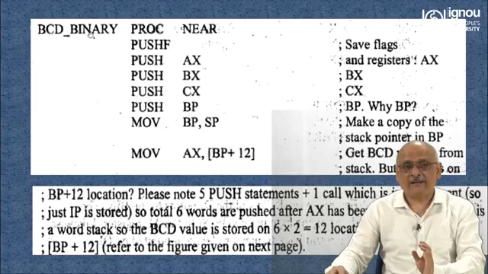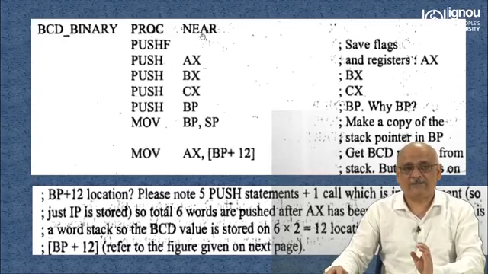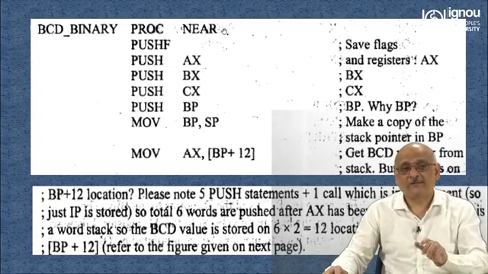Now what we are doing? When you are writing a procedure, how do we declare it? The first statement is the declaration of the procedure, and the name of the procedure is BCD binary. It is a procedure, so we indicate proc, right? And near, so it is a near procedure. That means within the same code segment, this procedure is going to be assembled, right?